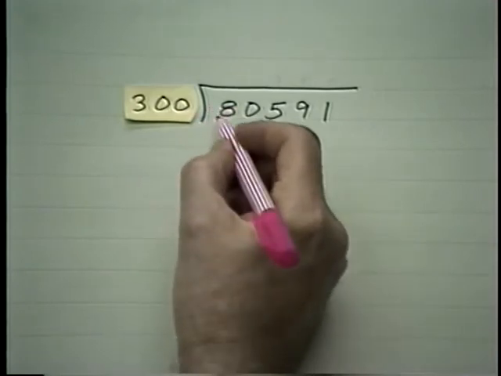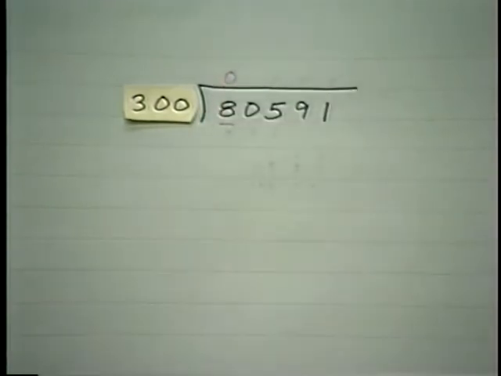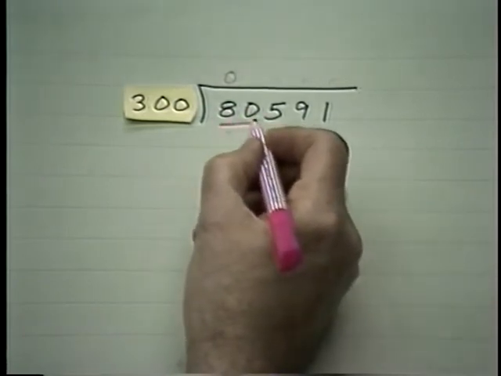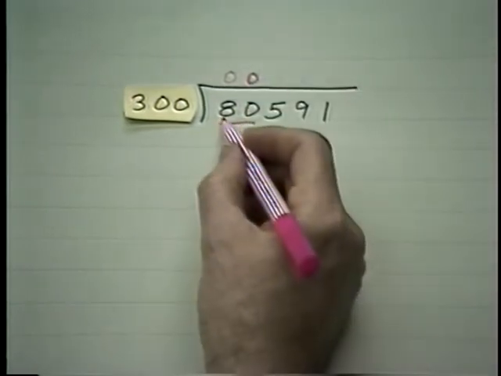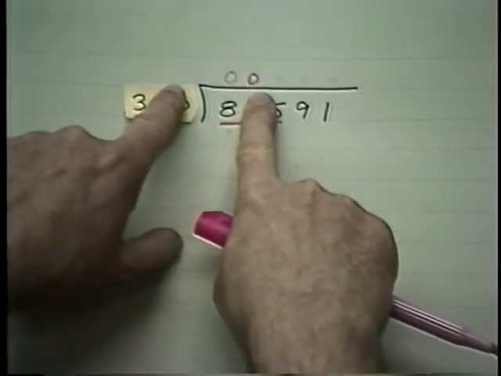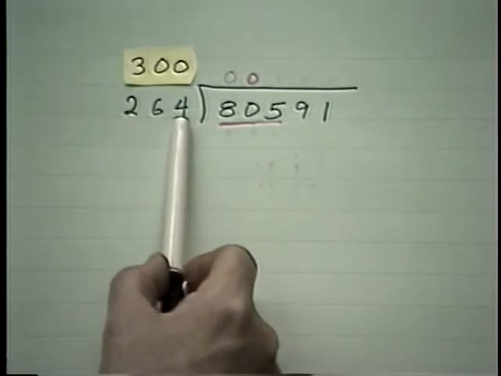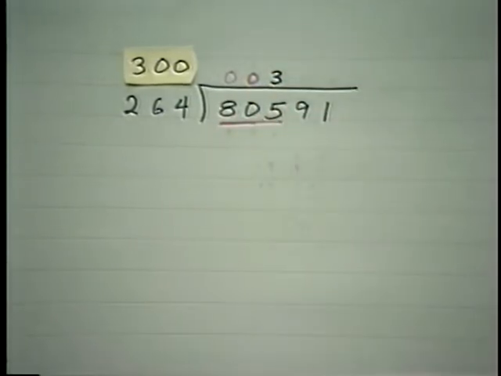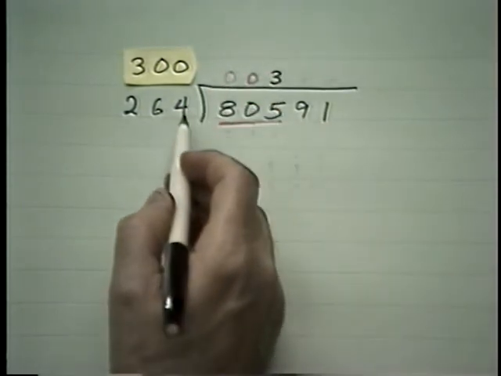Now you think 300 goes into 8 0 times. Don't say it won't go, it will. It goes in 0 times. Then 300 goes into 80 0 times. 300 into 800, about twice. But the number is actually a little bit less than 300, 200 something or other, so let's try a 3. If that is too high, we'll have to come back and try another.